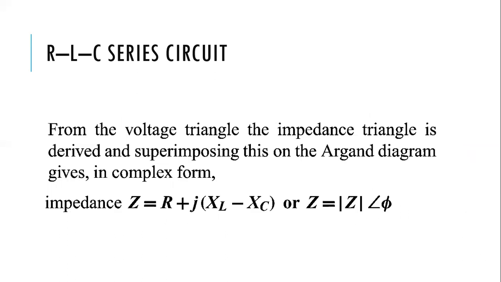From the voltage triangle, the impedance triangle is derived, and superimposing this on the Argand diagram gives us the complex form of Z. That is, Z is equal to R plus j times XL minus XC, or Z is equal to the modulus of Z at an angle of phi.